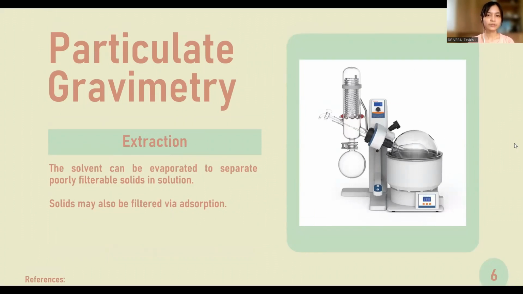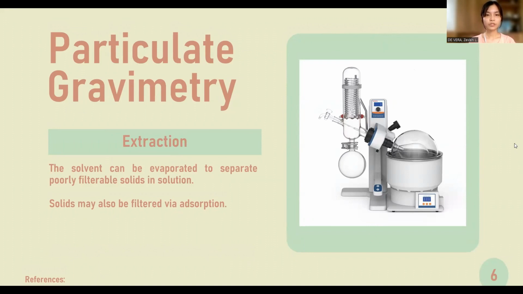Extraction may also be used to separate poorly filterable solids. The matrix is first dissolved in a suitable solvent to extract the target compound, then the solvent is evaporated before weighing the sample's mass. Adsorption can also be used to extract poorly filterable solids from a gaseous or liquid matrix. One such example is the adsorption of carbon dioxide from the air by activated carbon.